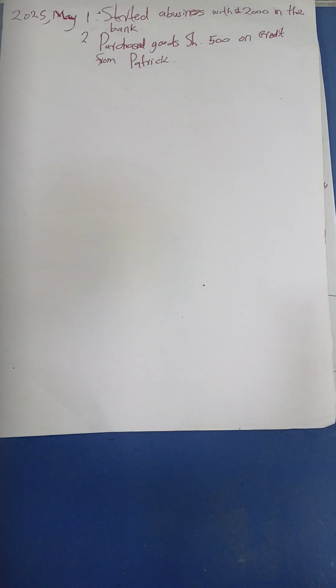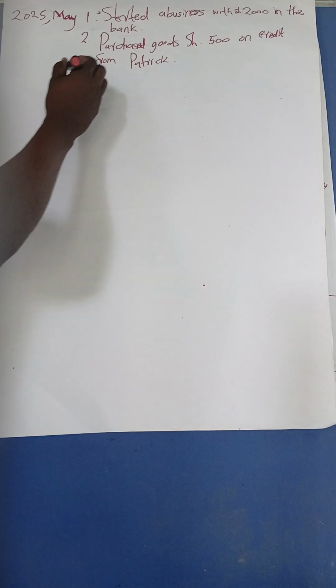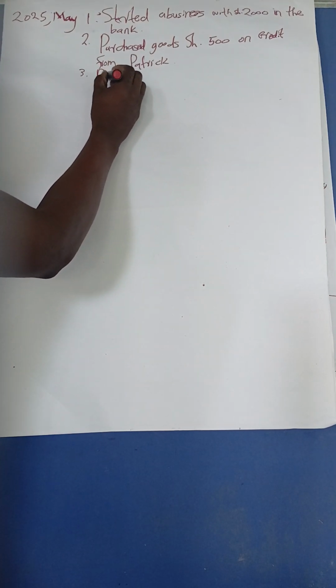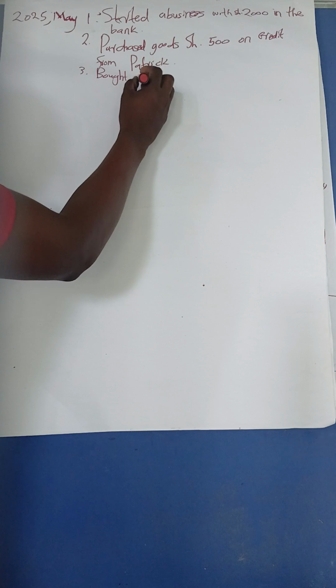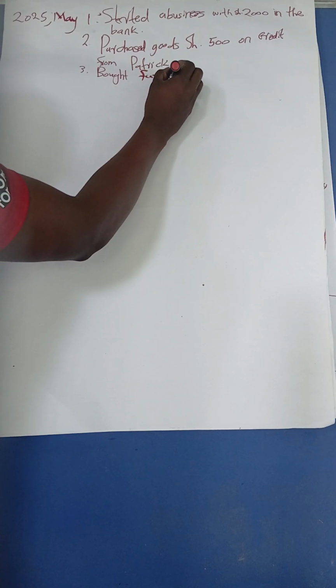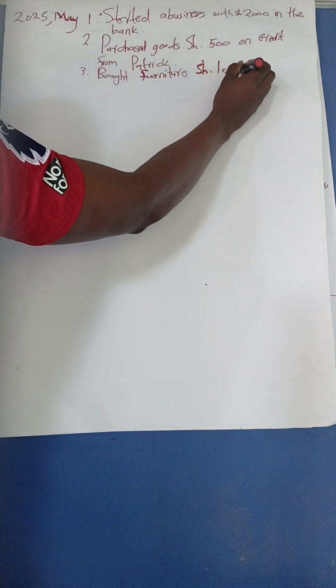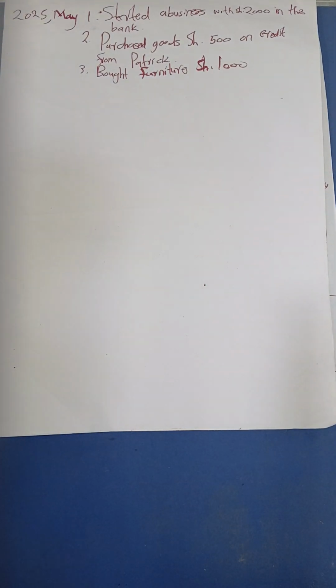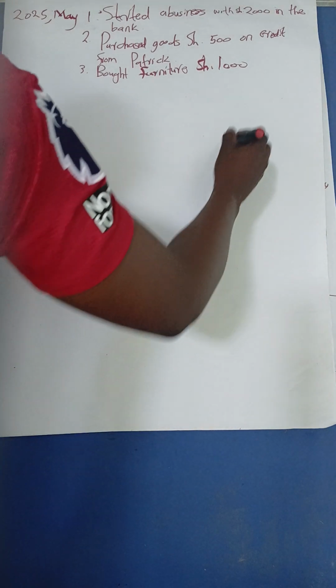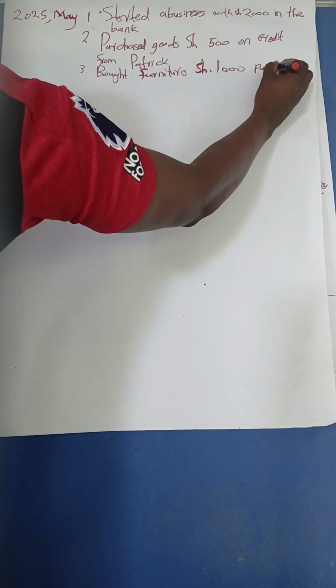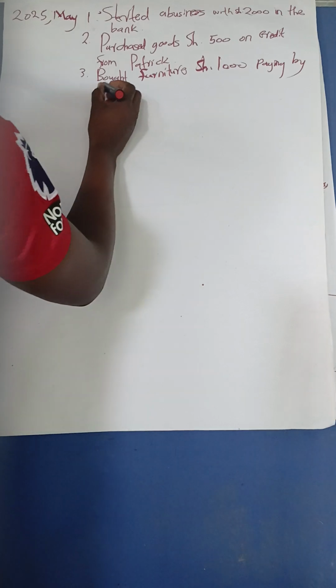Bought furniture on 3rd. Bought furniture, shillings 1,000. Bought furniture, shillings 1,000, paying by cheque.